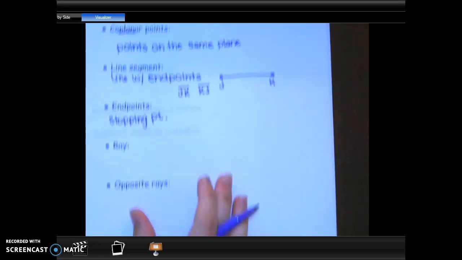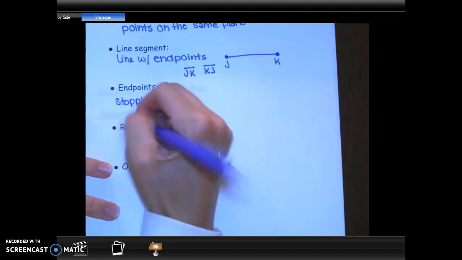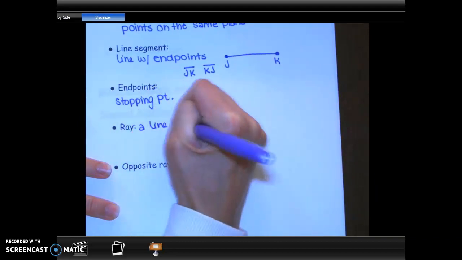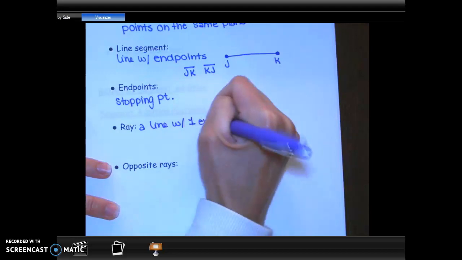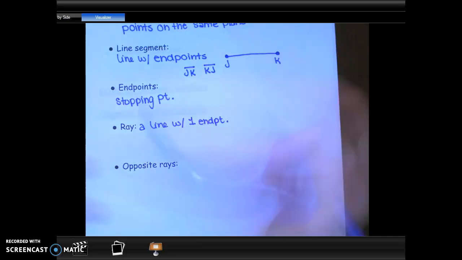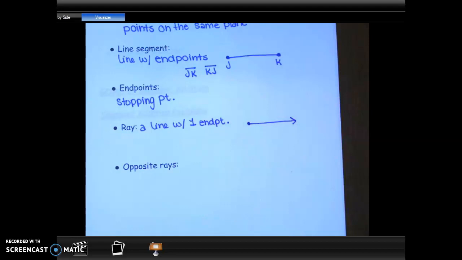Okay? A ray. A ray is a line with one endpoint. Okay, so it's constant on one side and stops at another, and it looks like an arrow, like so. Here's an example of a ray.